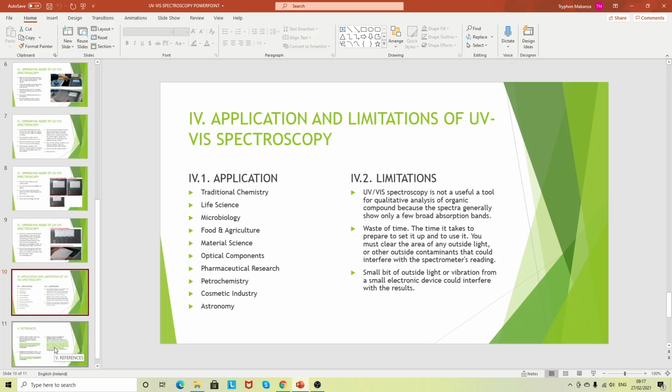Small bits of outside light or vibration from a small electronic device could interfere with the results. So it means we have to be careful when using the machine. So make sure that you are doing the process in a quiet place, because the vibration of the machine can change the result. They can change the structure of the compound, and when you place the compound inside the machine, you can maybe obtain a wrong result.